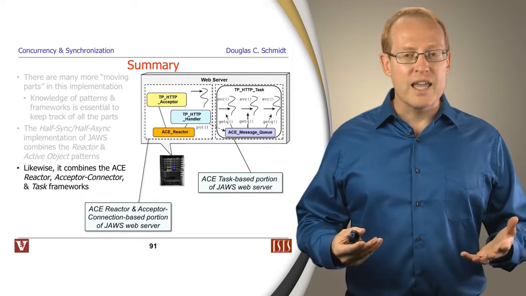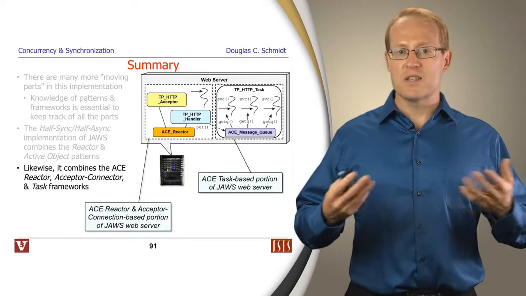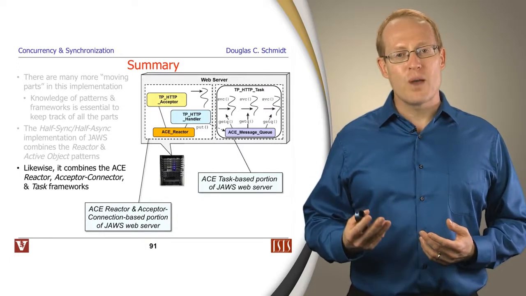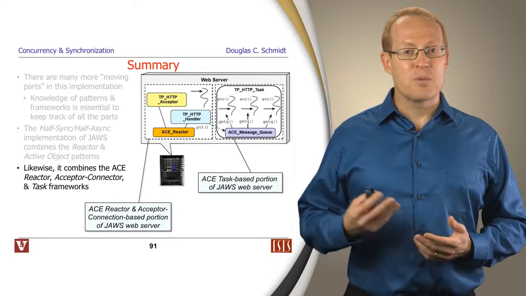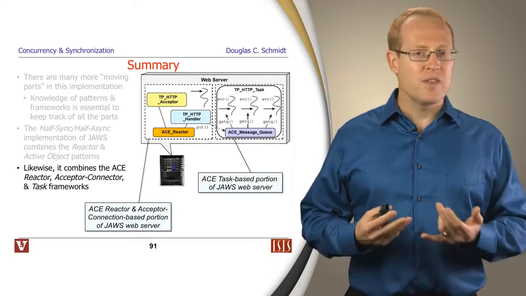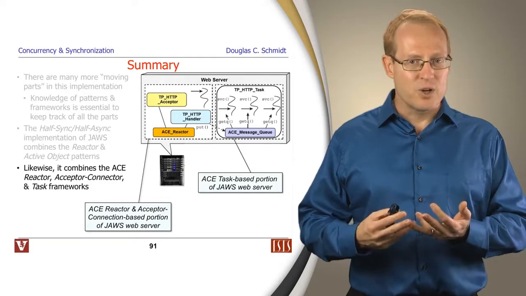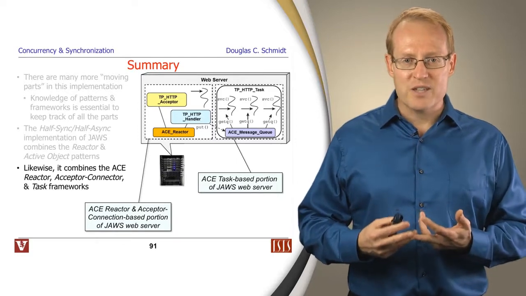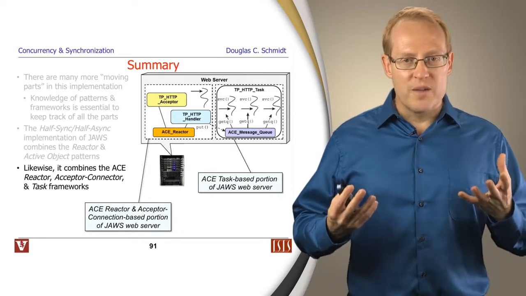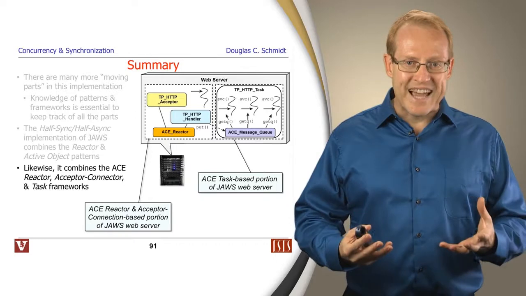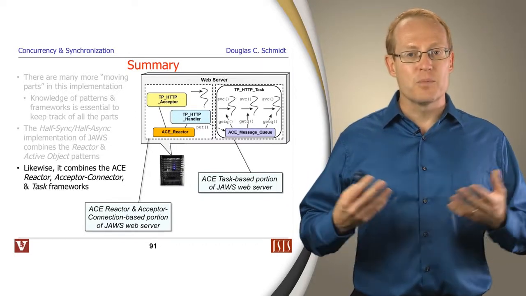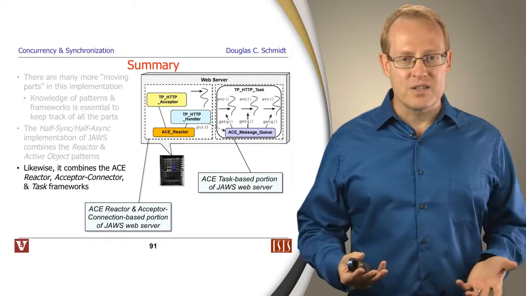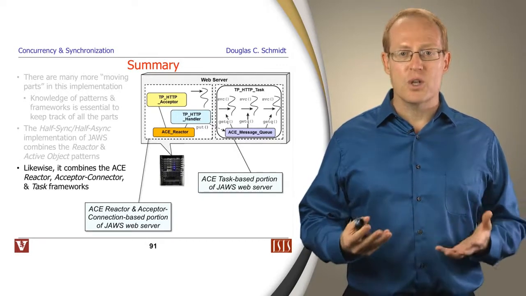And more importantly, we're also able to reuse not just the design artifacts, but also the implementations of these design artifacts that are provided by the various frameworks: the ACE reactor framework, the acceptor connector framework, and the ACE task framework. So this gives us both the reuse of the design knowledge that went into understanding how the patterns relate to each other, as well as the implementation knowledge and detailed design knowledge embodied in the source code that we get with the ACE frameworks.